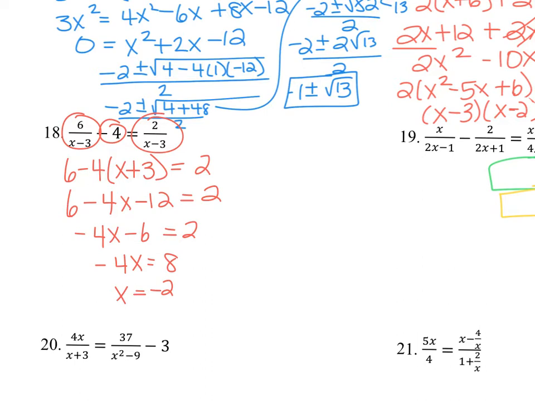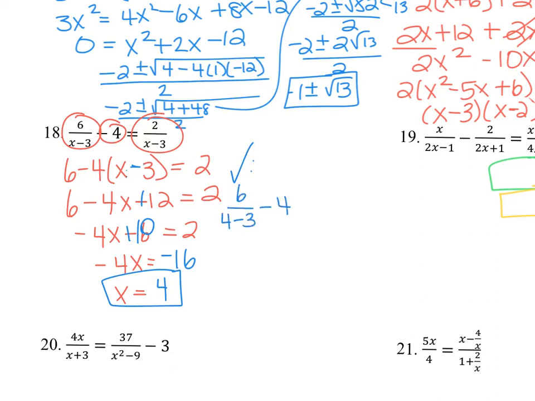And I see where I messed up. That's not x plus 3. That should be x minus 3, which should be x plus 12, which should be plus 18, which here should be minus 16, which here should be 4. So now if I check, 6 over 4 minus 3 minus 4 equals 2 over 4 minus 3. So I have 6 over 1, which is 6, 2 over 1, which is 2. 2 equals 2.